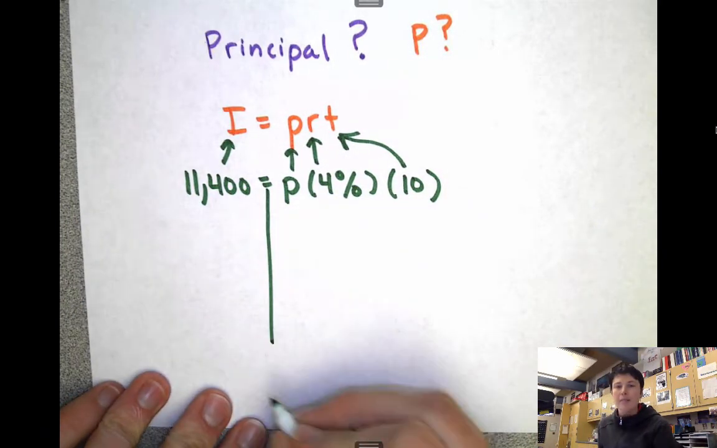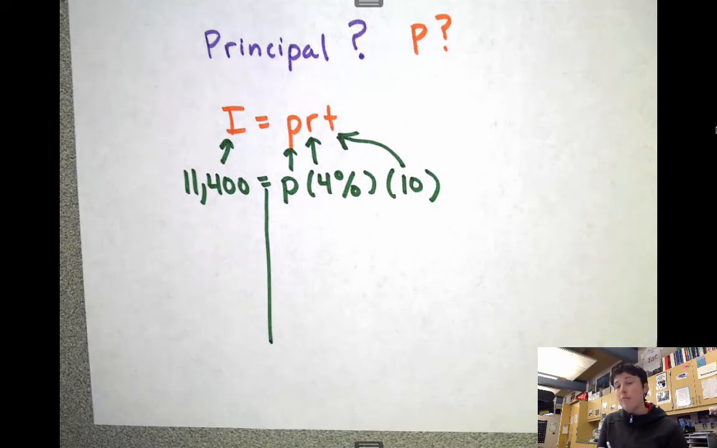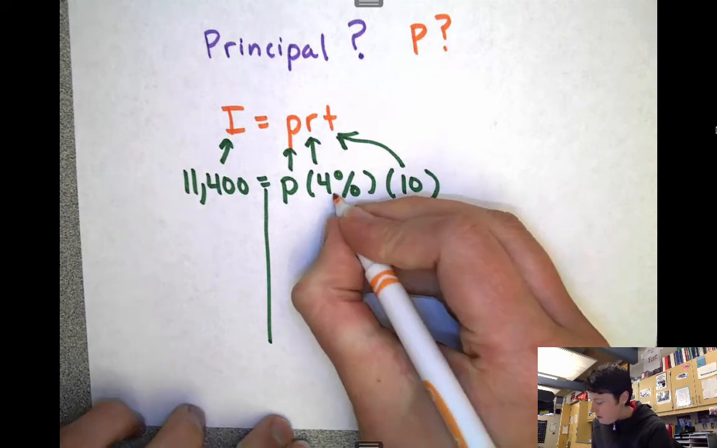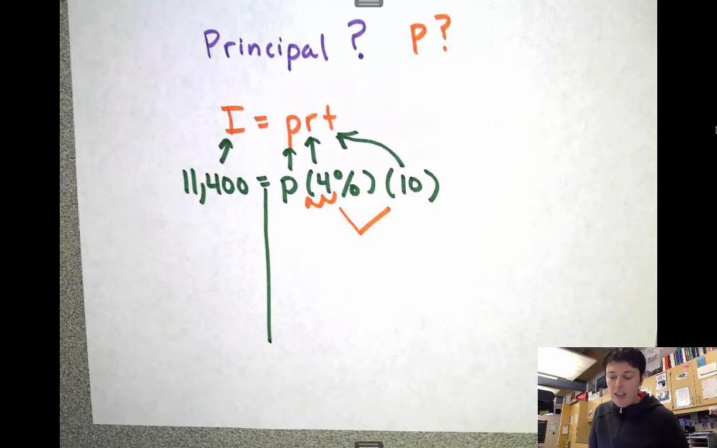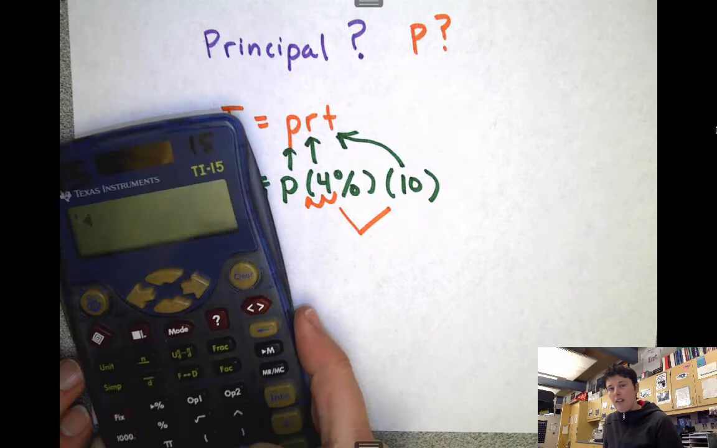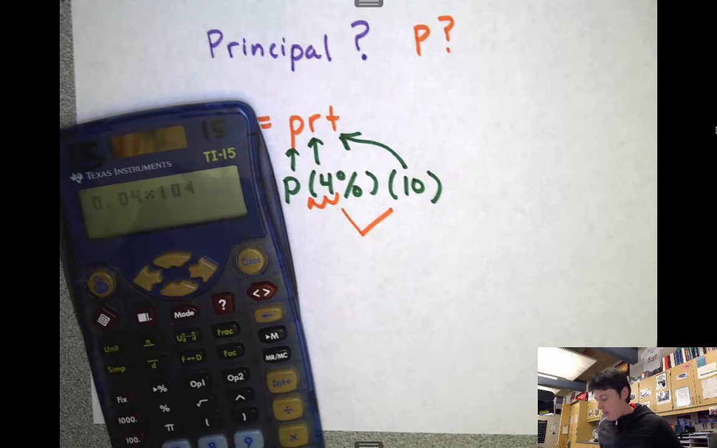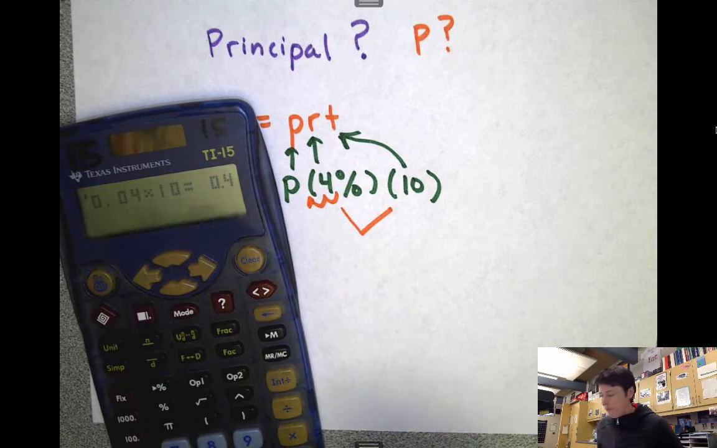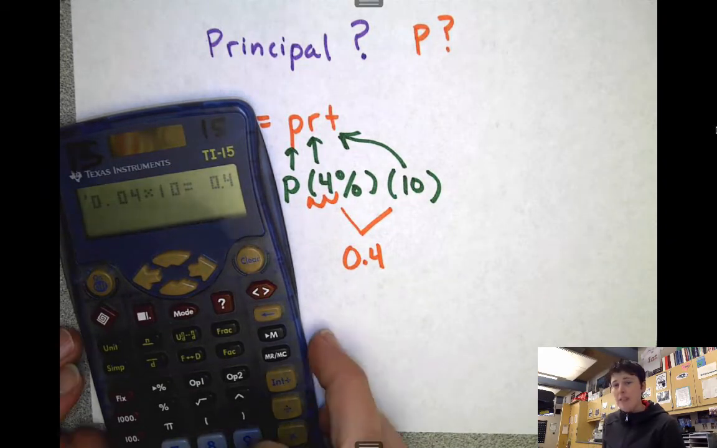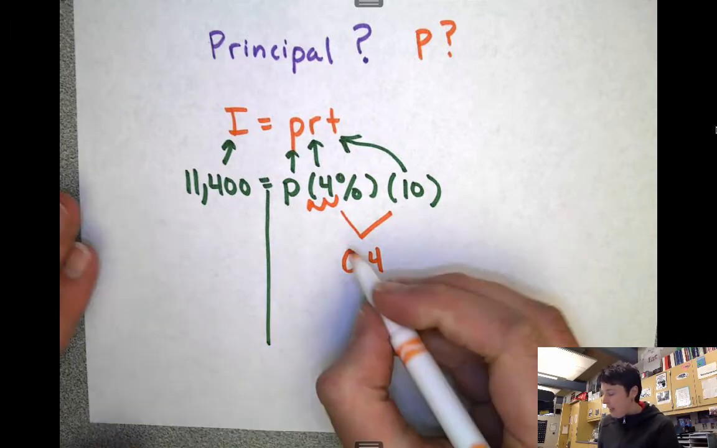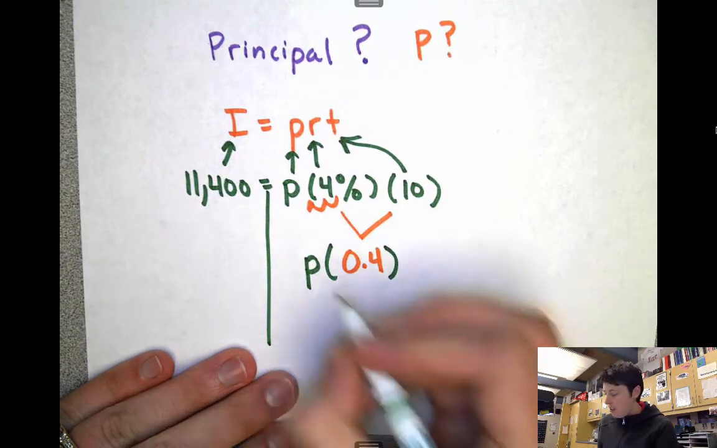So I can put my line down the middle and I can solve it this way. I'm going to fix some of this, like the 4%. I'm going to rewrite it by moving the decimal. And at the same time, I'm going to multiply 10 times that, which I don't really need a calculator for, but if it helps, we can use a calculator. 4% is 0.04 times 10, and that should just move our decimal to 0.4. So I'm going to write 0.4. So now that I have that piece figured out, what I really have is P times 0.4 equals the $11,400.